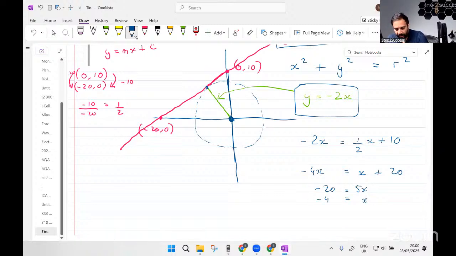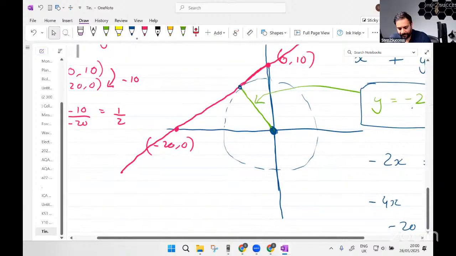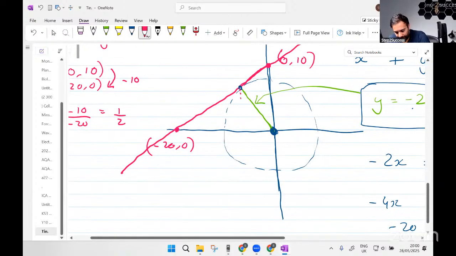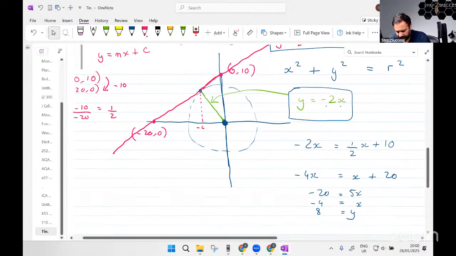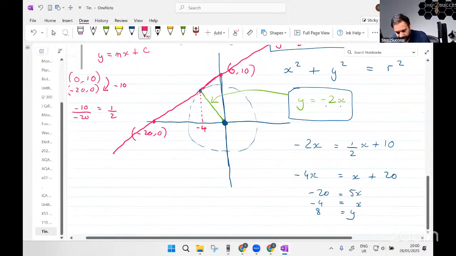I also want the y coordinate, and just like a simultaneous equation, you can just put that back in to get the y coordinate. -2 times -4 is 8. So the y coordinate is 8. So this coordinate is minus, what did I say it was? -4. This coordinate here is 8.